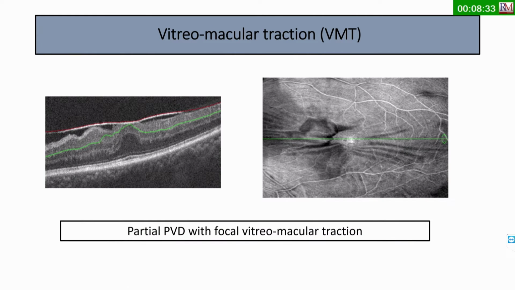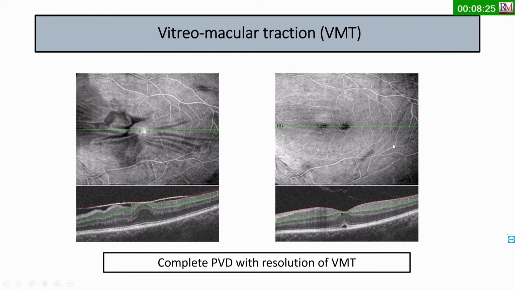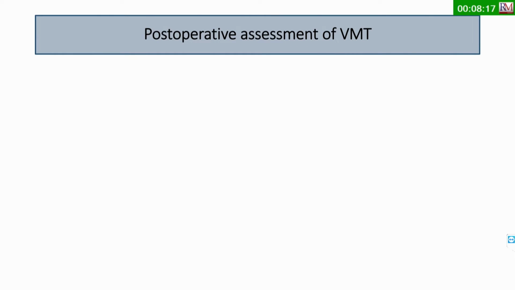This is vitreomacular traction. The line scan shows focal vitreomacular traction. On the en face image, we can delineate the area of vitreoretinal attachment and the parafoveal tangential traction. Here is the same patient after complete PVD with resolution of vitreomacular traction and restoration of the normal retinal architecture. En face imaging is also valuable in assessment of postoperative cases of vitreomacular traction.